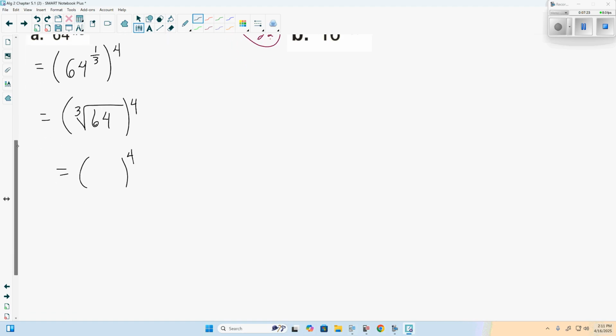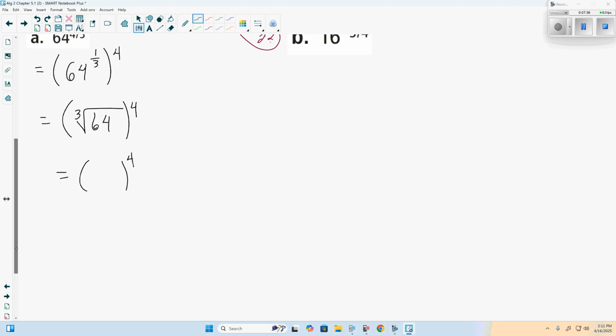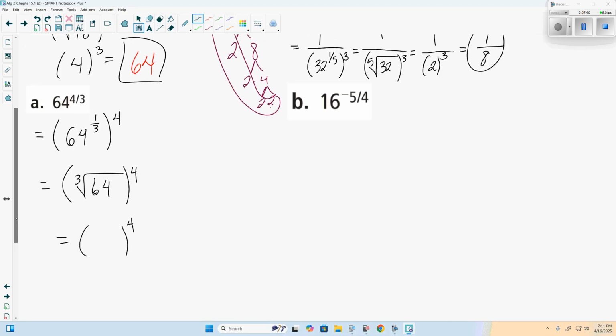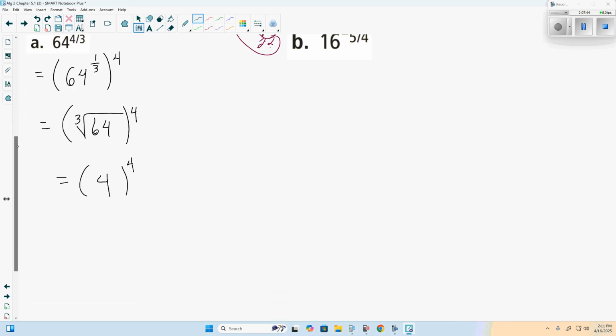All right. 64 to the 1/3 is the same as the cubed root of 64. So we need to find a number times itself 3 times that is 64. That's 4. 8 would be the square root, since 8 times 8 is 64.